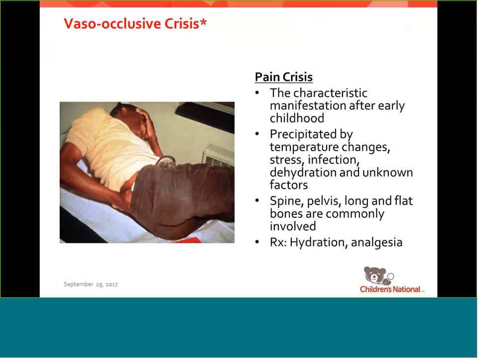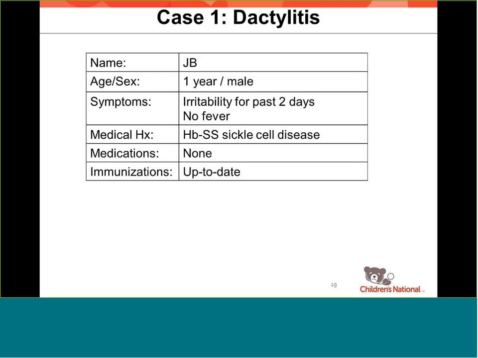We know about vaso-occlusive crisis. It's the most common manifestation, precipitated by multiple things: temperature changes, stress, infection, dehydration. Spine, pelvis, long and flat bones are commonly involved. We use hydration and pain meds for this.